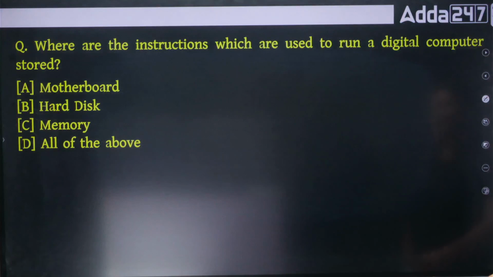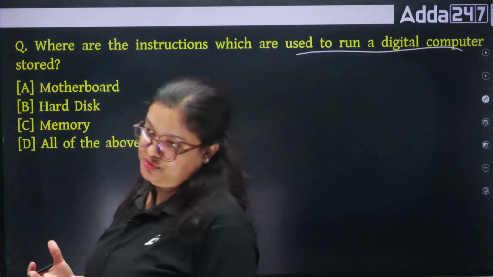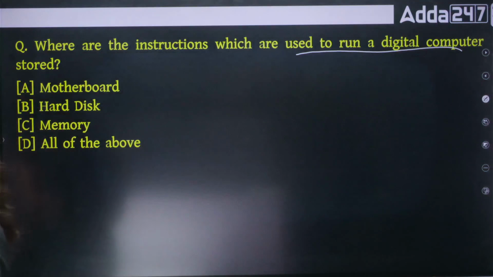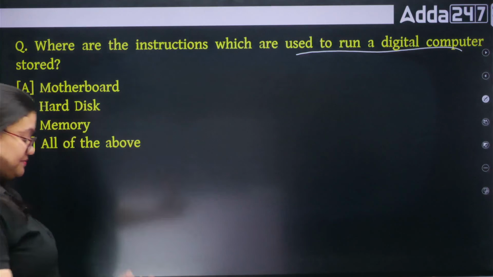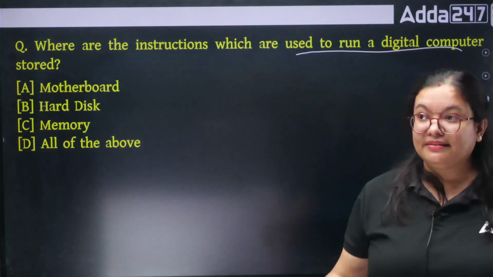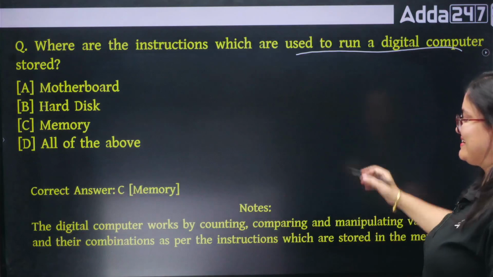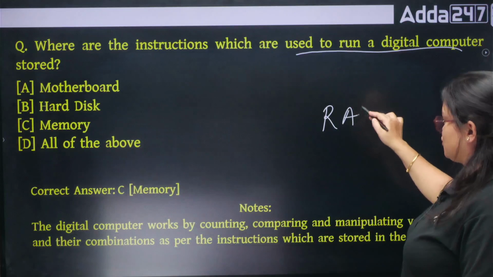Next, where are the instructions which are used to run a digital computer stored? Now you are running instructions in a computer. Where are these instructions primarily stored? I think you have studied about memory, right? There are different types of memory. One is primary, the other is the secondary memory. So first it is stored in the memory, in the RAM, then only it will be stored in the other places.